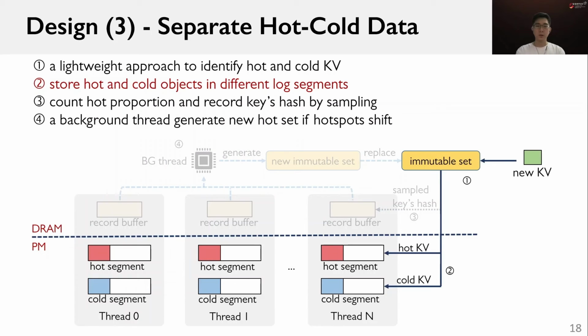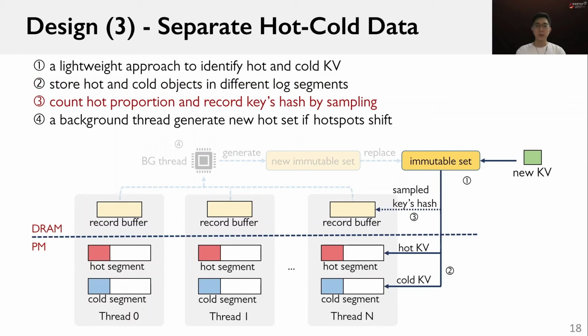Now, each service thread maintains two thread-local segments, one for hot objects and the other for cold objects. In this way, since hot objects are updated more frequently, hot segments will gather more garbage. Thus, compaction will prefer hot segments to reclaim space, which has less overhead.